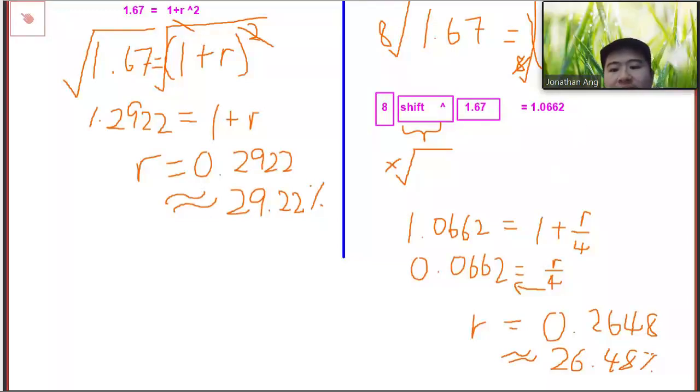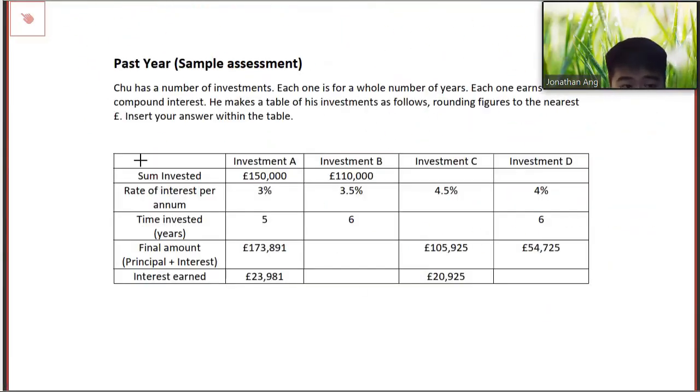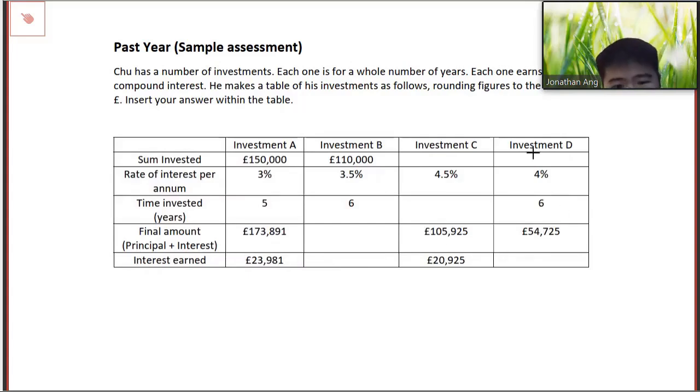Okay, so we'll cover a bit more. One more question, which is a past year question. This is from the old type of way they are testing, which is a paper-based exam. You can see they give you a lot of blanks: 1 blank, 2 blank, 3 blank, 4 blank, 5 blank. You are required to fill all of them up.